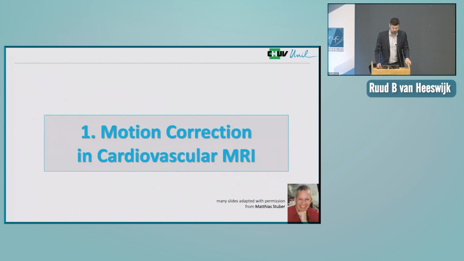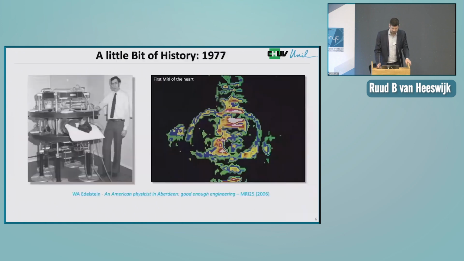So I'll start with, of course, the most important part of cardiac MR, which is motion correction. And I got most of these slides ages ago from Matthias. I meanwhile modified them heavily, so any mistakes are without a doubt mine. So this image you might have seen also several times before. This is one of the first MR scanners in the world, on the left, from Aberdeen with Bill Edelstein next to it. And on the right, you don't see a funny tapestry or something like this.